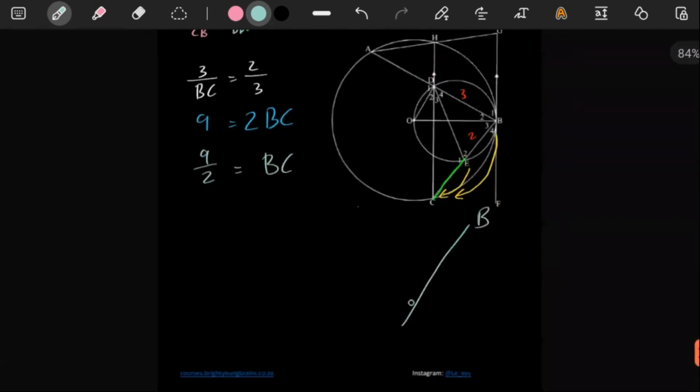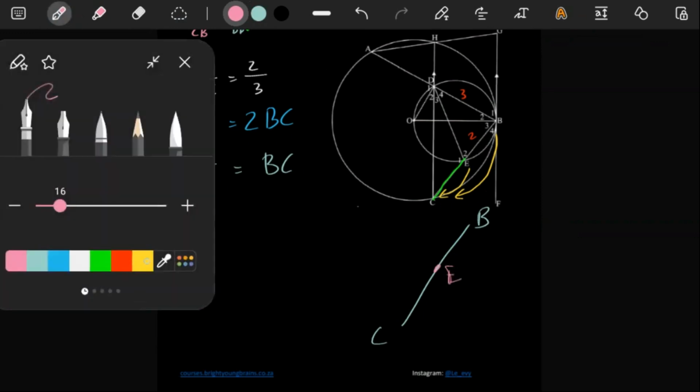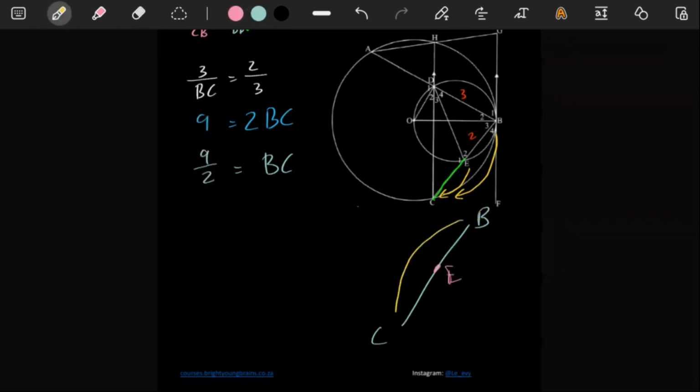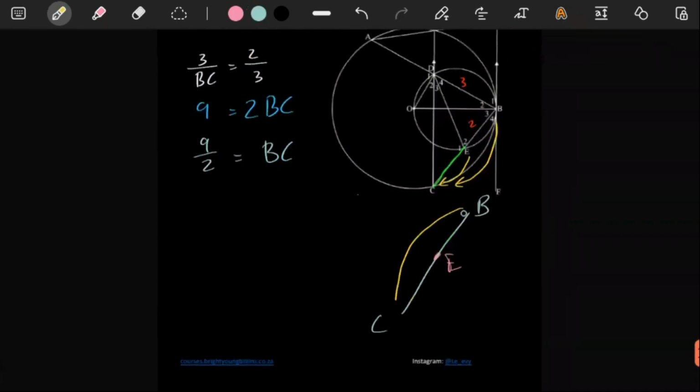We have B here, we have C there, and then we have E in the middle. You see, we know the length of BC and we know the length of BE, which is this small part here. So as long as we know this full length and we know this small length, we can easily get CE, because if you look at it nicely, CE is just whatever BC is minus whatever BE is. It's just a very logical statement. The whole BC, if you minus BE, you're going to be left with CE.